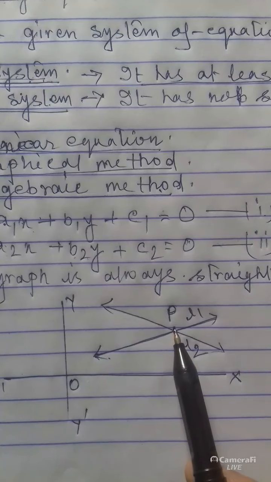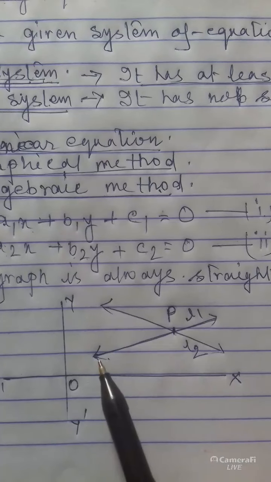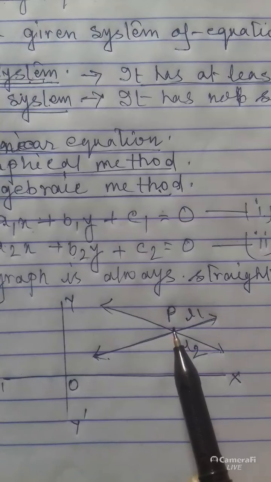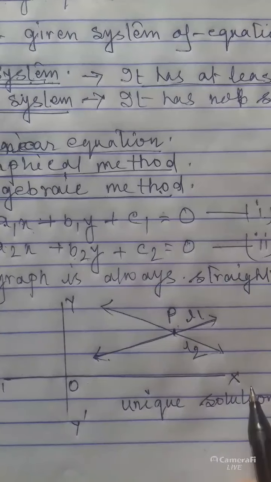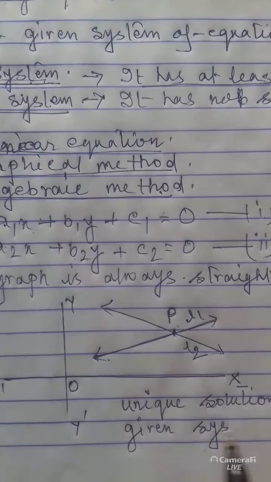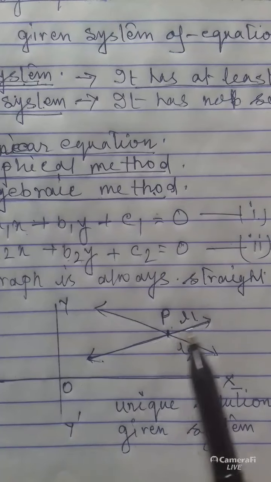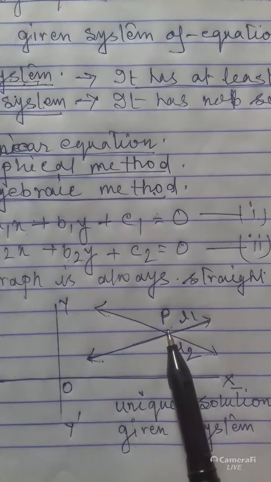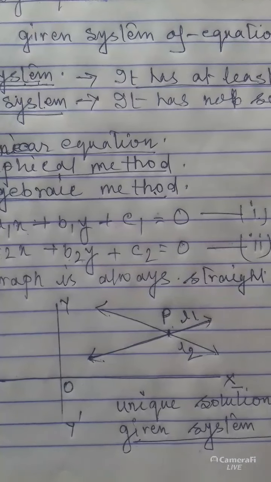Now, when two graph lines L1 and L2 intersect each other at a point P, then this is called the unique solution of the given system of equation.